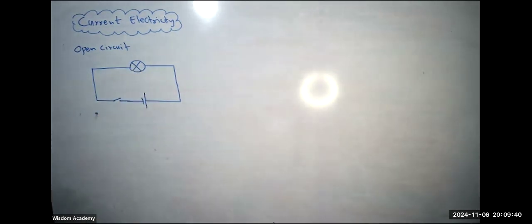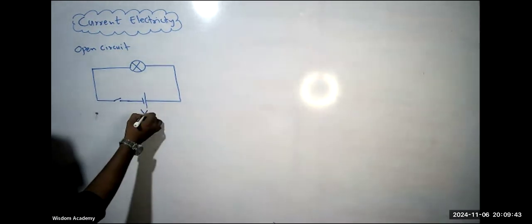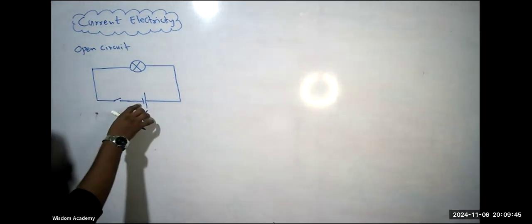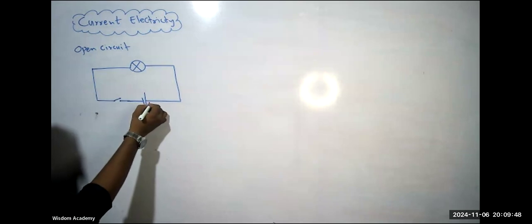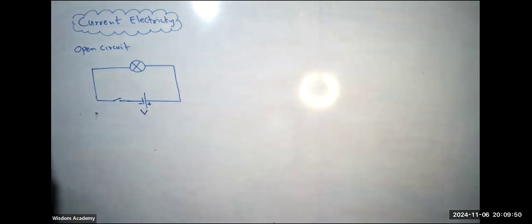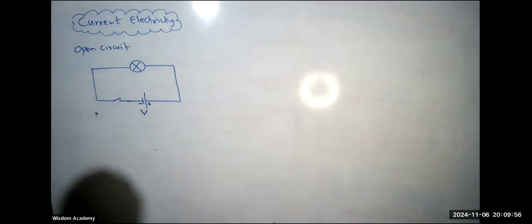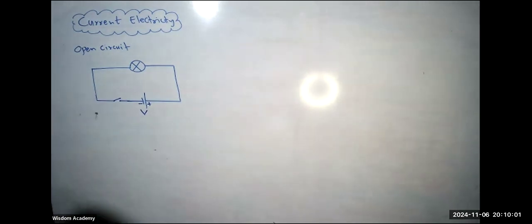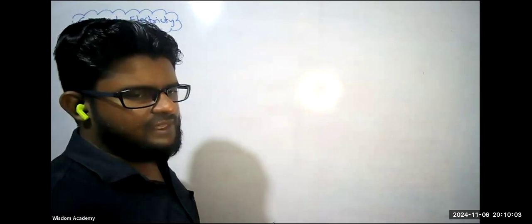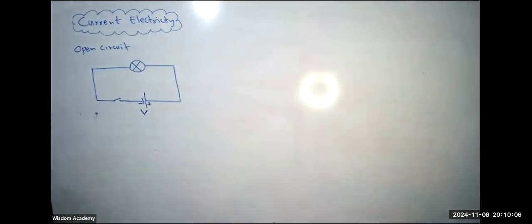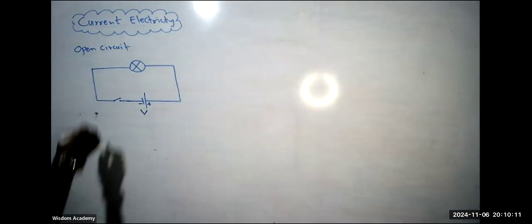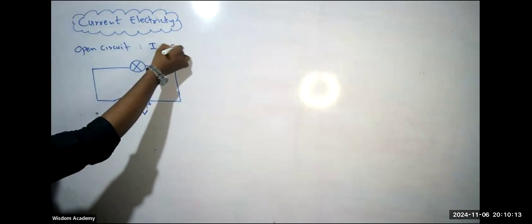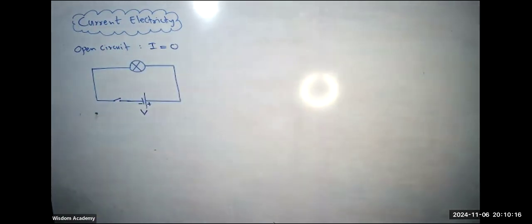Now in this case, there is a voltage here. The longer terminal is called the positive terminal and the shorter terminal is the negative. Between this positive and negative, there is a potential difference, and this potential difference is what is given as the voltage here. In an open circuit, there is no current. In an open circuit, current is zero. I is current.